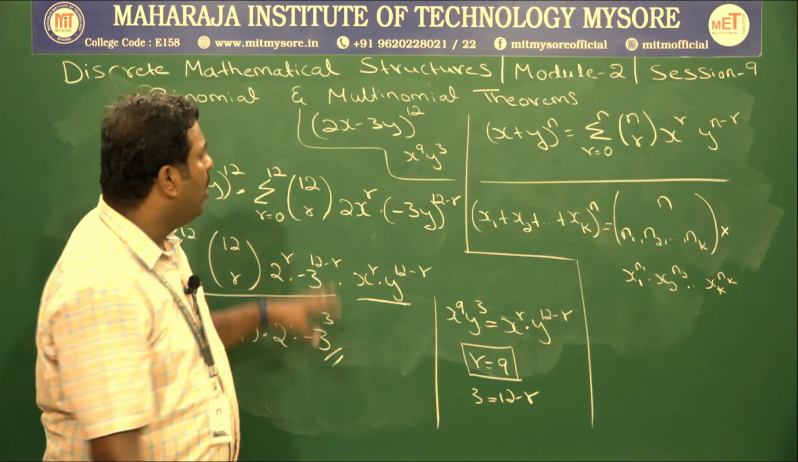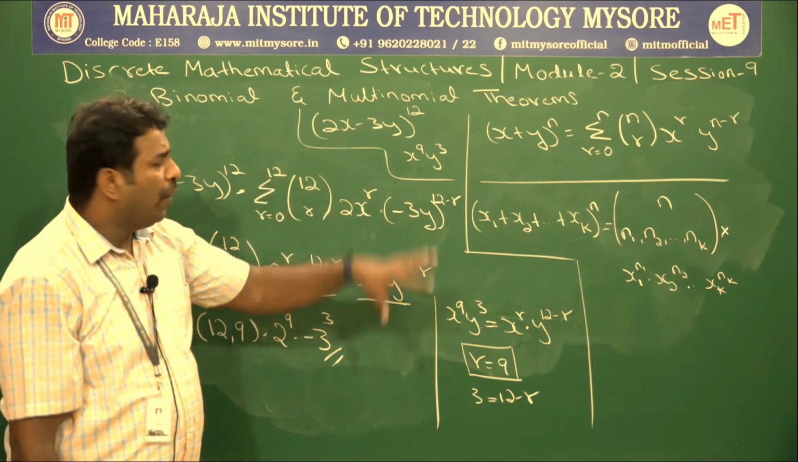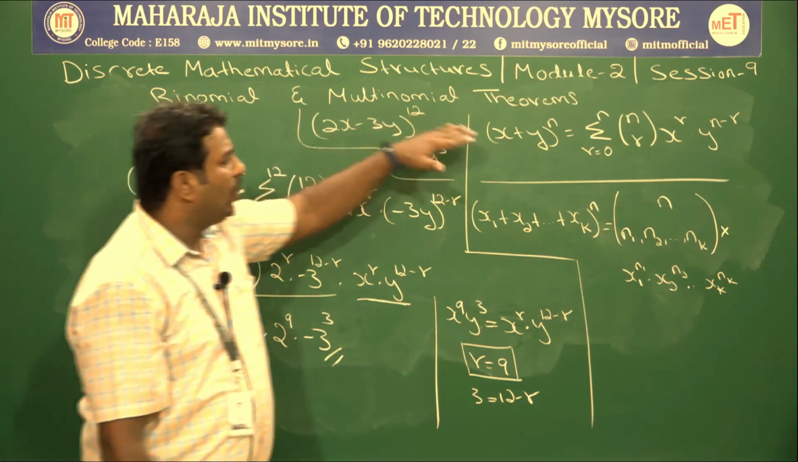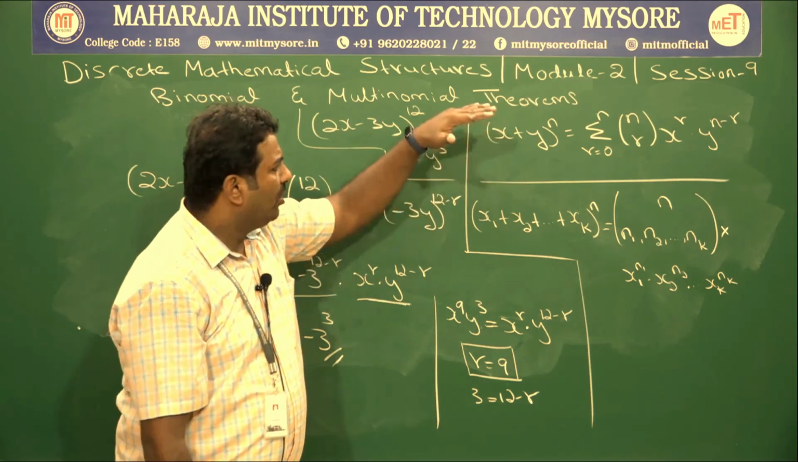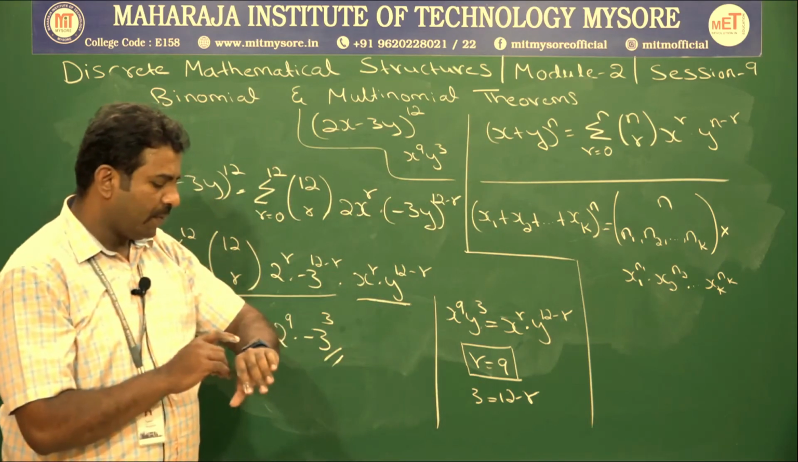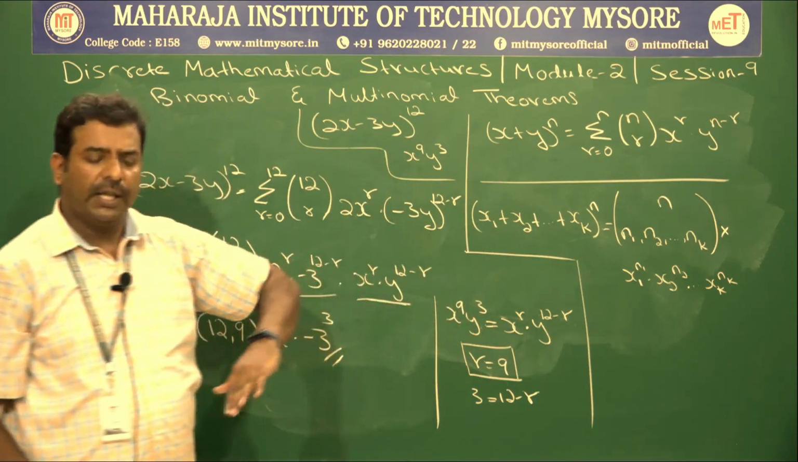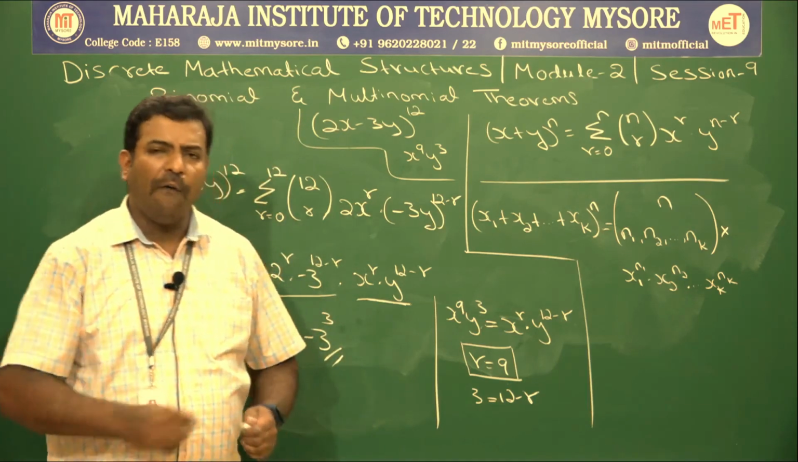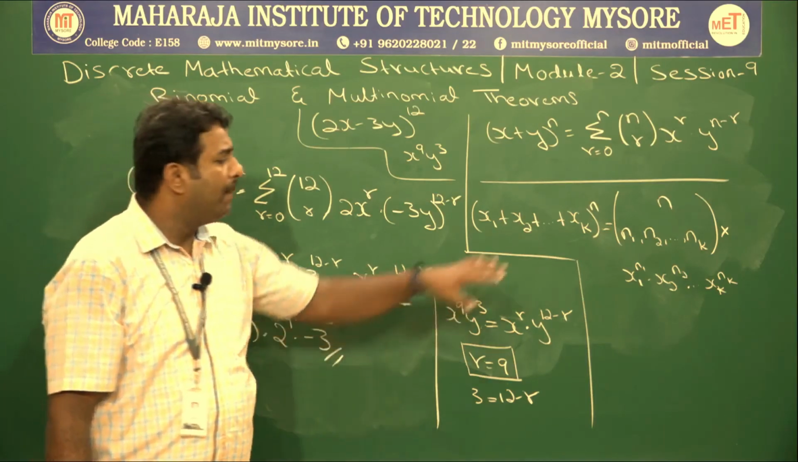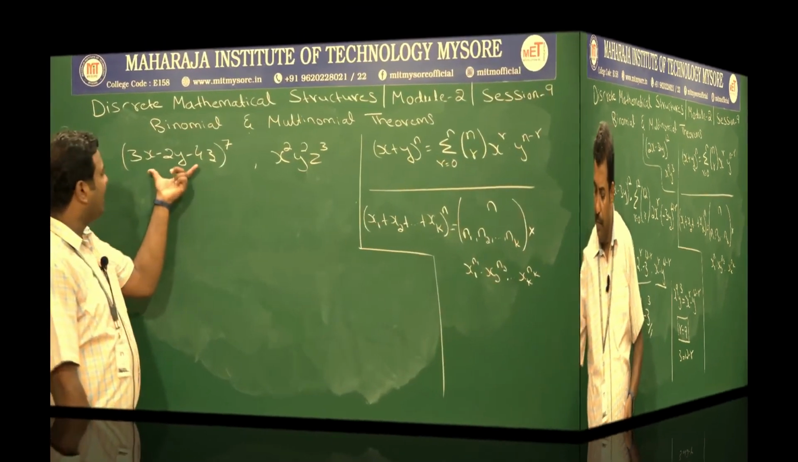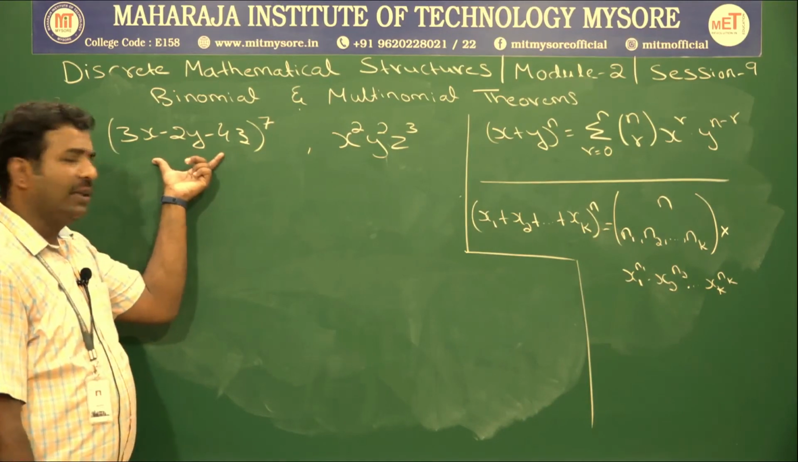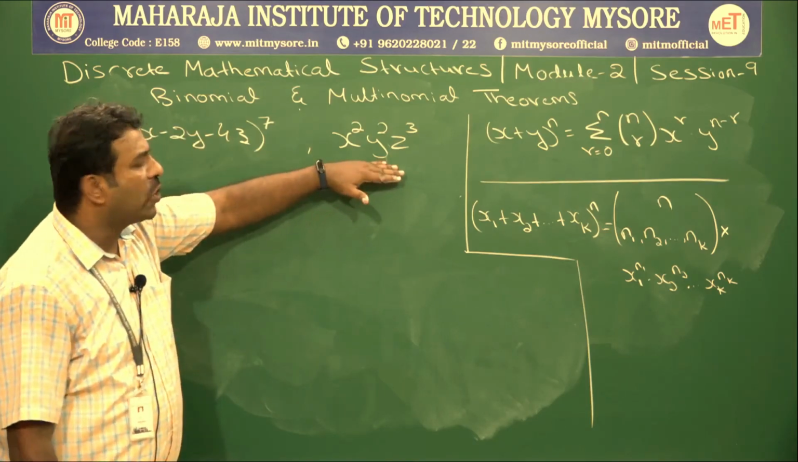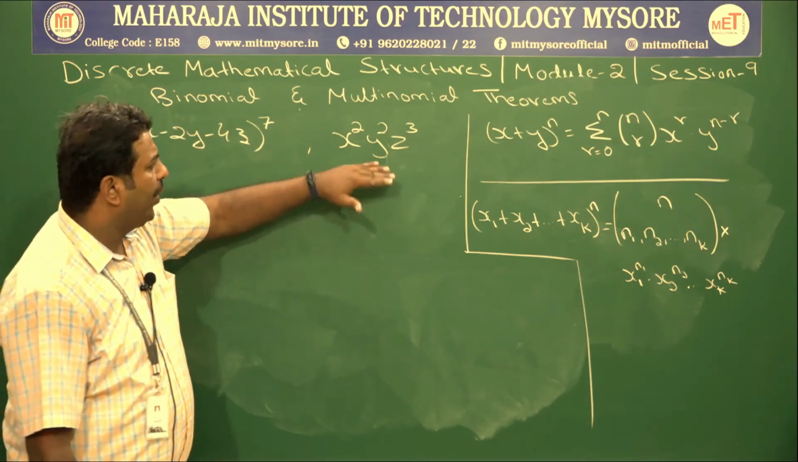So this is how we are going to find the coefficient of any given factor in any given expansion if it is a binomial. Fine. So now similarly, let us look at one more example and see how exactly we can make use of the multinomial theorem. This is the given multinomial expression which I need to expand, and I need to find the coefficient of this given factor. Now how do I do this?